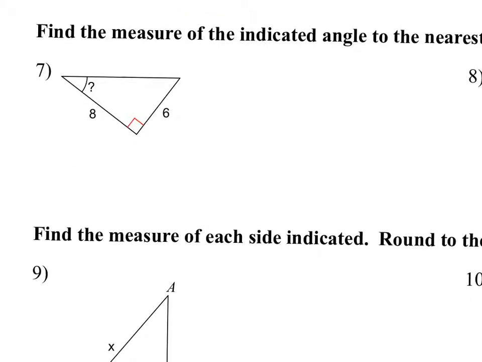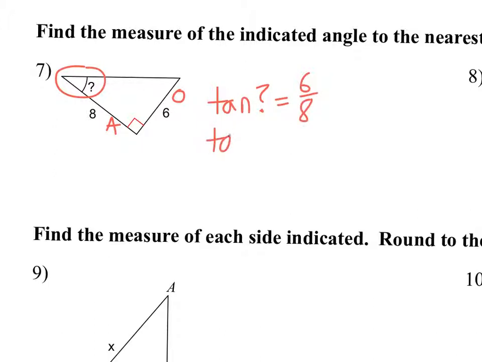For number 7, we have to find the measure of the indicated angle. And again, here we're looking at the opposite and the adjacent. Those are the pieces that we know here. That's going to be a tangent function. So tangent of question mark is equal to 6 over 8.